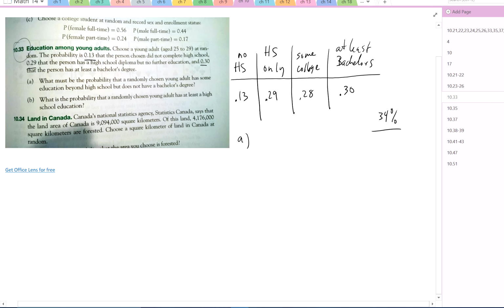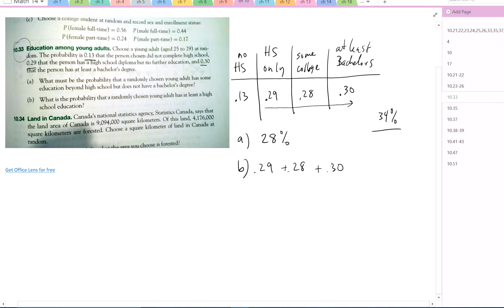So A, what's the probability that a randomly chosen young adult has some education beyond high school but not a bachelor's degree? 28%. B, what's the probability that a randomly chosen young adult has at least a high school education? At least high school means high school or more. Would be 29% plus 28% plus 30%.